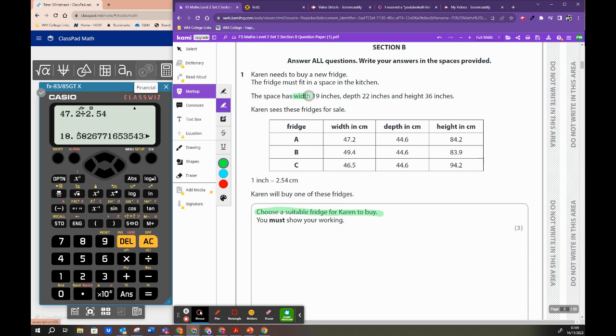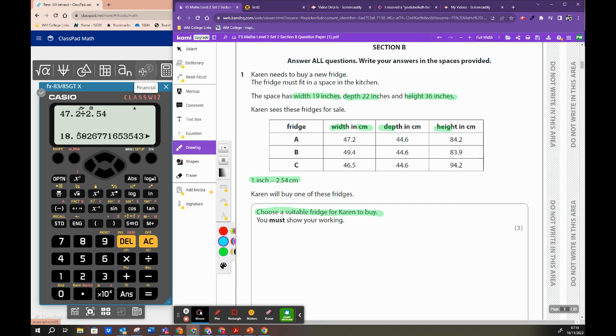Okay, so I've given some dimensions, width, depth, height. Okay, Peter sees these fridges for sale, so I've got some fridges here. So again, width, depth, height. Oh, I've got a conversion. And I'm going to choose which fridge to buy. Oh, okay, so we've got some stuff in centimetres and some stuff in inches.